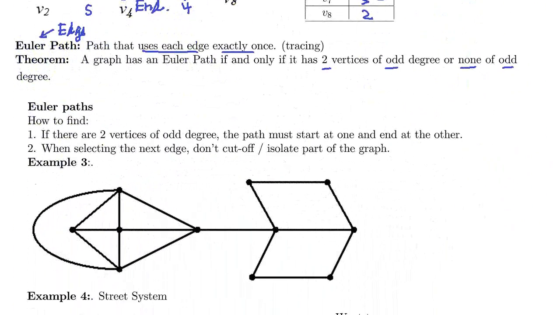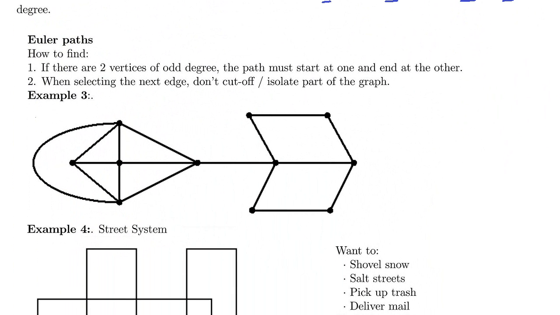Okay, a few more examples here. So Euler paths or edge paths, how do you find them? Well, if there are 2 vertices here of odd degree, then the path has to start and end at one of those. Starts at one, ends at the other. If there's 0 vertices of odd degree, you can start and end anywhere. And then just in general, when selecting a next edge, don't cut off or isolate part of the graph. So for example, in this graph, you've got these edges over here and then one connecting them and then this piece over here. So you want to use up everything on one side before you cross over.